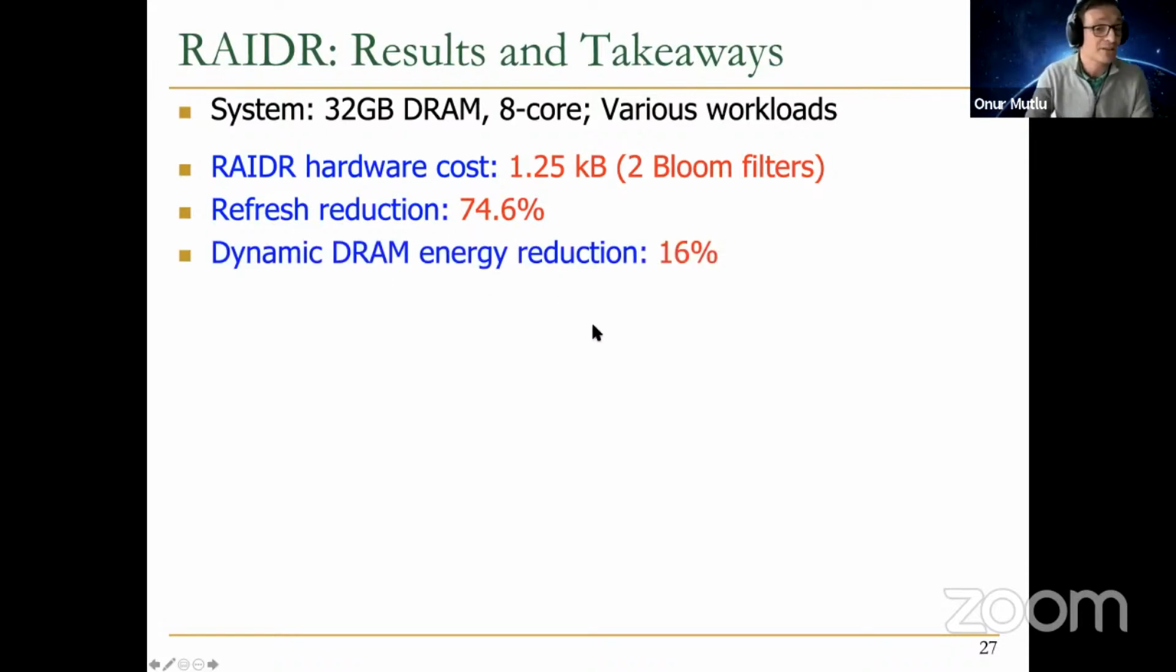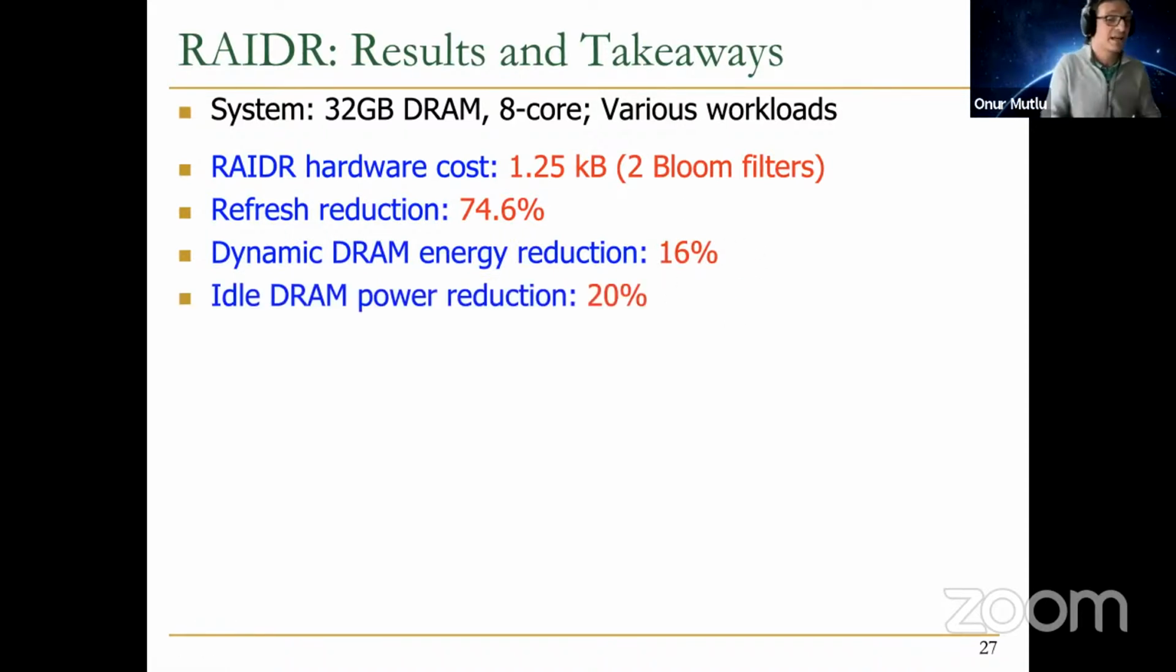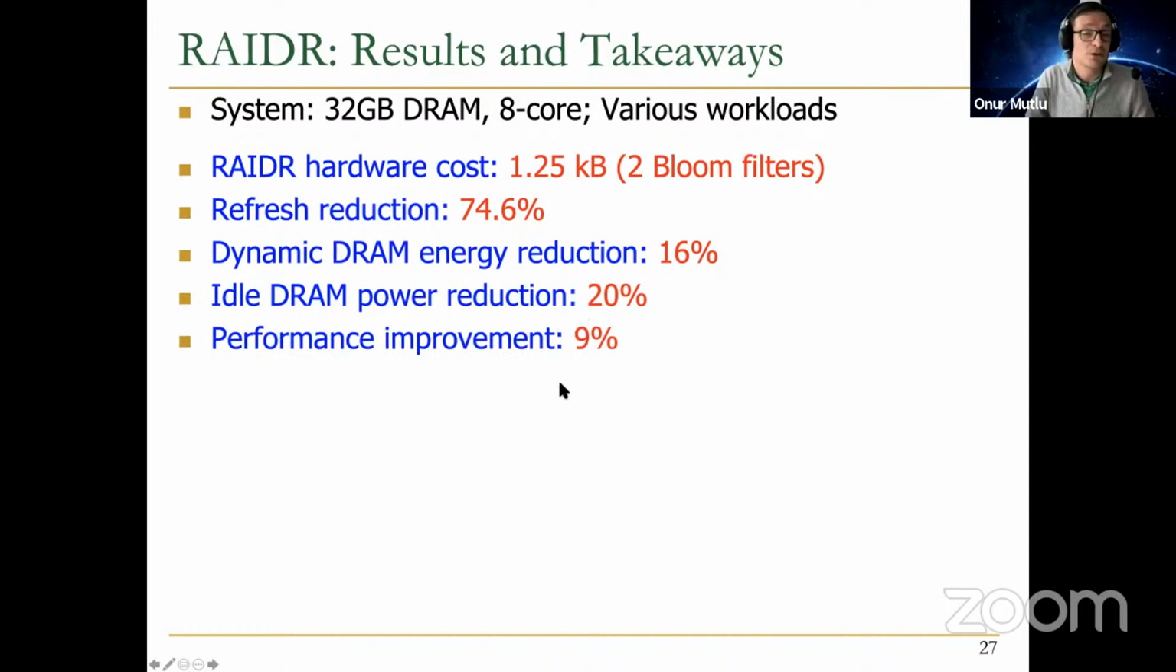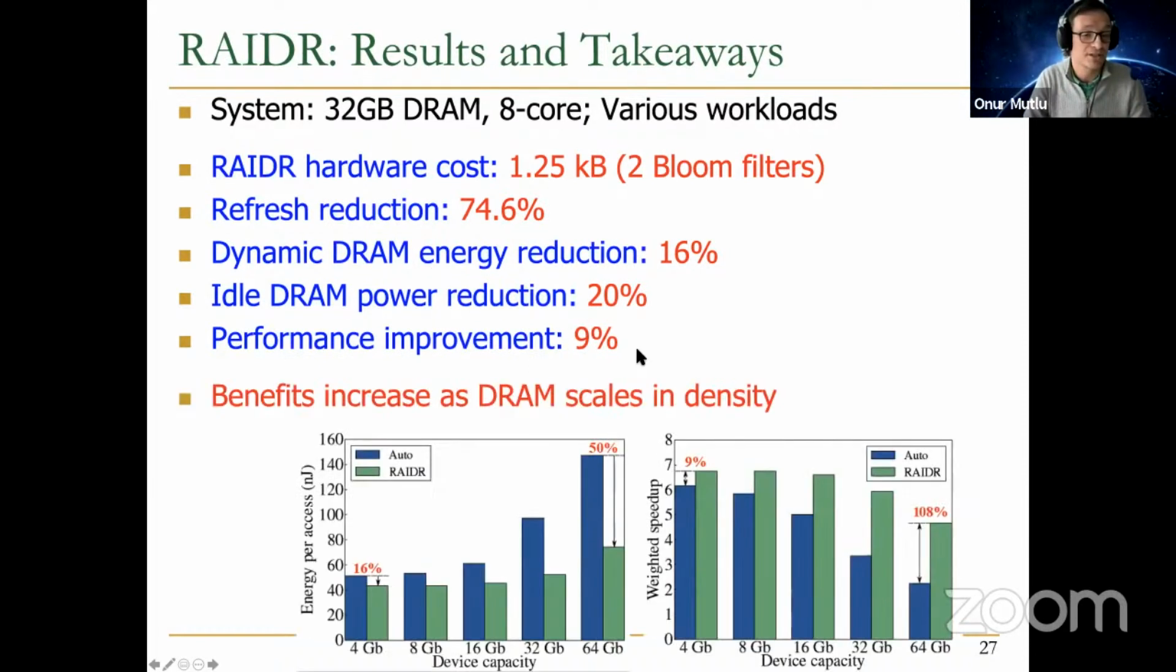Now, this turns out it leads to a significant DRAM energy reduction, like 16% dynamic. Now, if your DRAM is idle, you get even higher power reductions. So, for example, in my cell phone, DRAM is wasting a lot of power. I get 20% reductions over there. Okay, and the performance improvement is also significant. It's almost about 10%, basically, with very little hardware cost in the end.